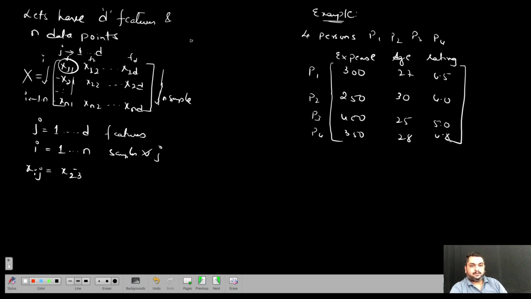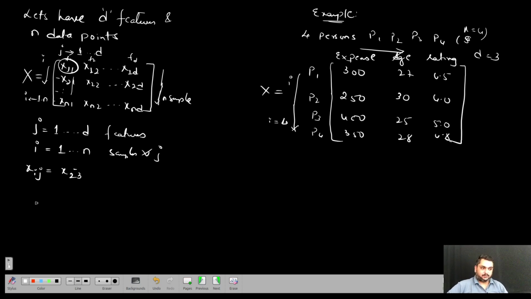What exactly does this mean? Observe this matrix here. This is my X. This indicates the number of samples. 4 persons means 4 samples, so n is equal to 4. So this i is from 1 to n, that is, i equal to 1 to 4. How many features are there? D is equal to 3 features: expense, age, and rating. So for each feature I have 4 samples. That is the meaning, and this is how I represent my matrix.